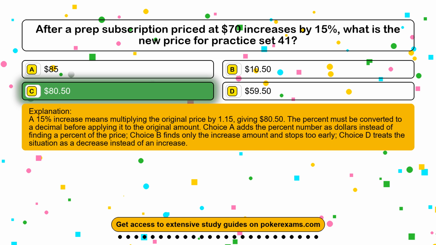The percent must be converted to a decimal before applying it to the original amount. Choice A adds the percent number as dollars instead of finding a percent of the price. Choice B finds only the increase amount and stops too early. Choice D treats the situation as a decrease instead of an increase.